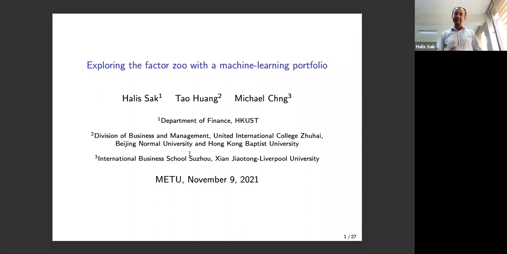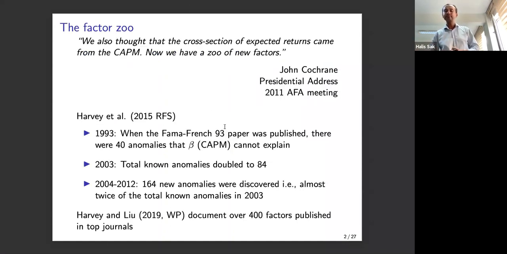In my teaching, especially at Hong Kong UST, I mainly taught courses for undergraduates, masters, and PhD students, and I was always focusing on the implementation of machine learning to financial data. It could be structured or unstructured data, text data. In this work with my co-authors, Tao Huang and Michael Ching, we focus on structured data, not text data, and we are trying to solve a problem which is simply empirical asset pricing.